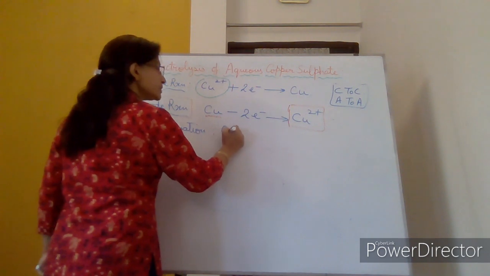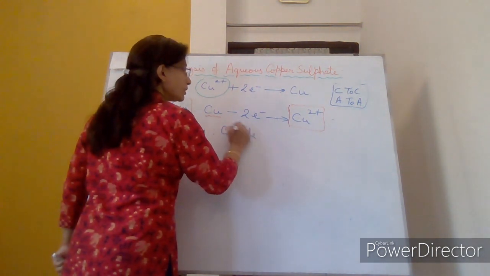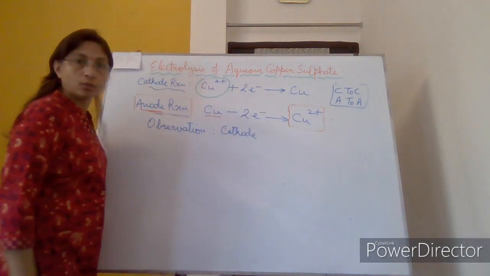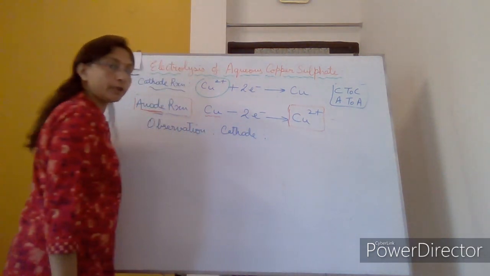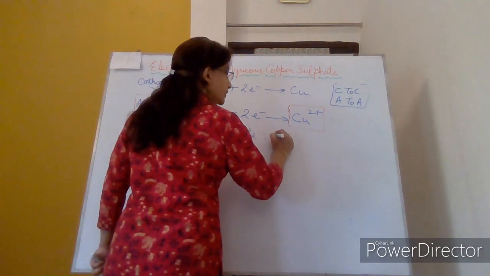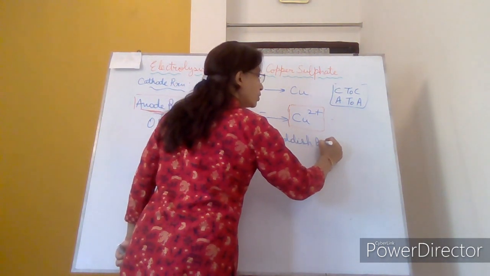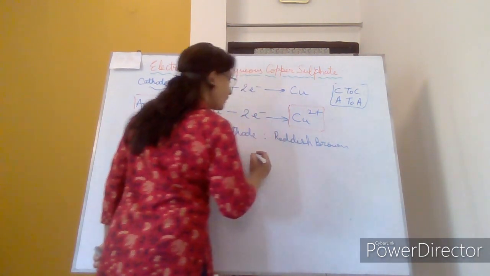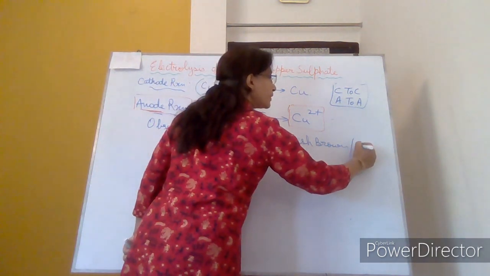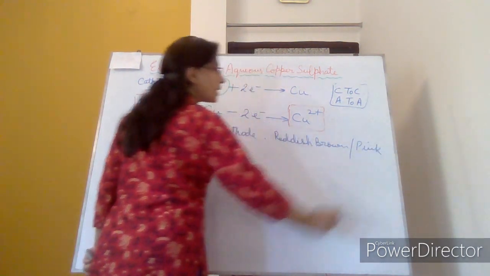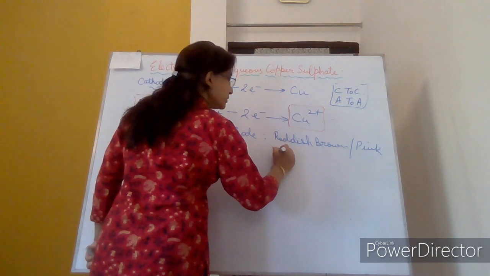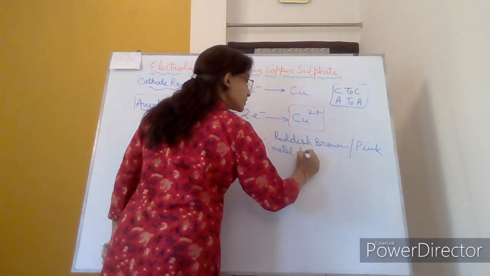Observation for cathode is copper deposit हुआ था. What is the color of the copper? Either it is reddish brown or we call it as pink also. Pink. A reddish brown or a pink metal deposits.